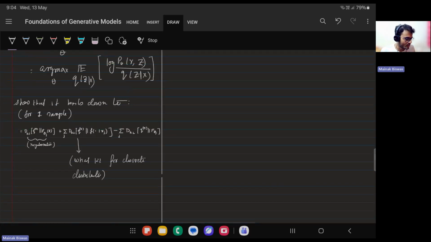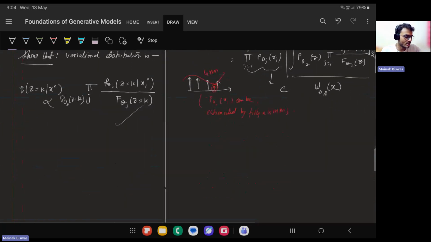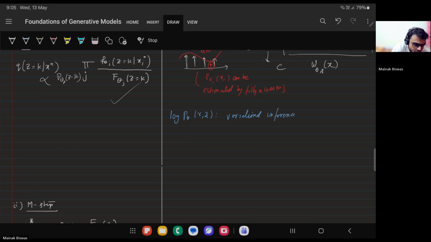So now for peer supervision, I will show you how to train this model. At the end of the day, this model, p theta of x comma z, is a variational inference model, and thus EM comes to our mind directly. So let us try and write down the equations once.